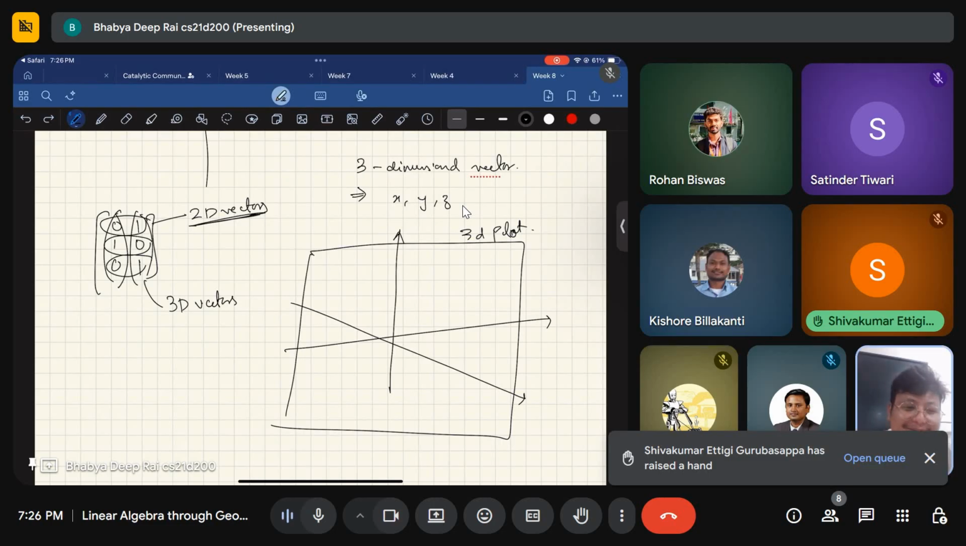I mean, in this case, we are not losing data, but still we are trying to put it into 2-dimensional, 3-dimensional.